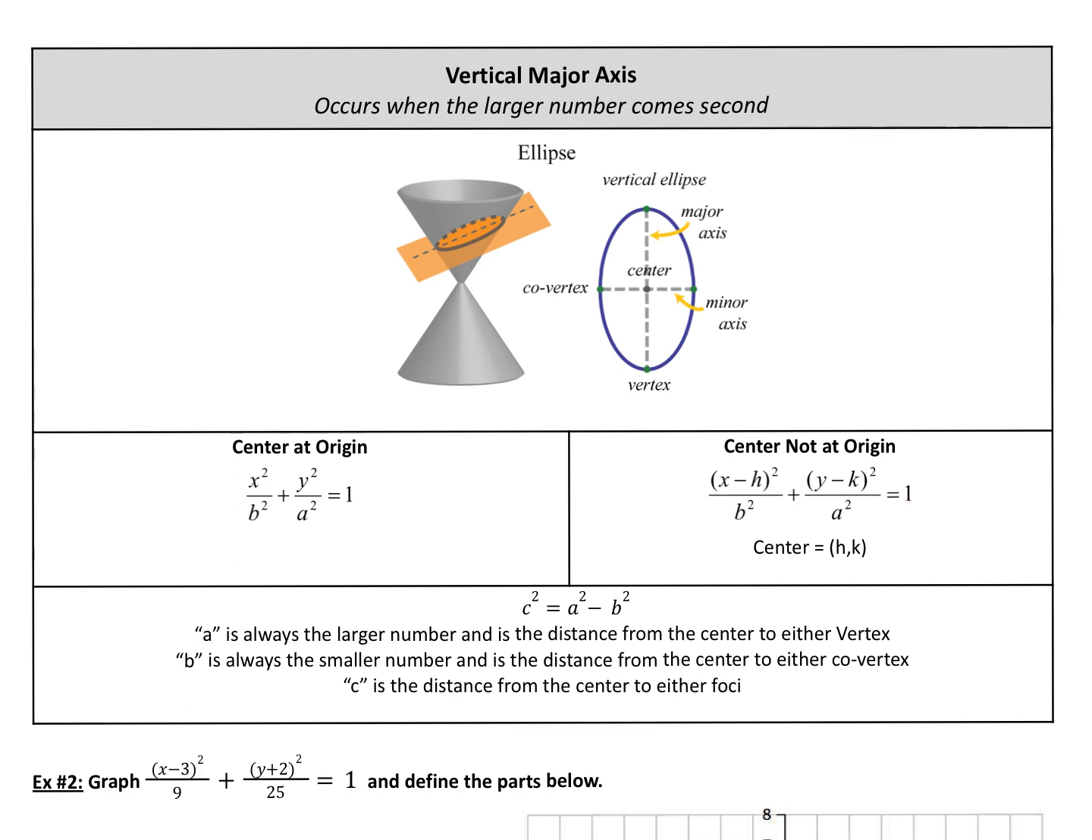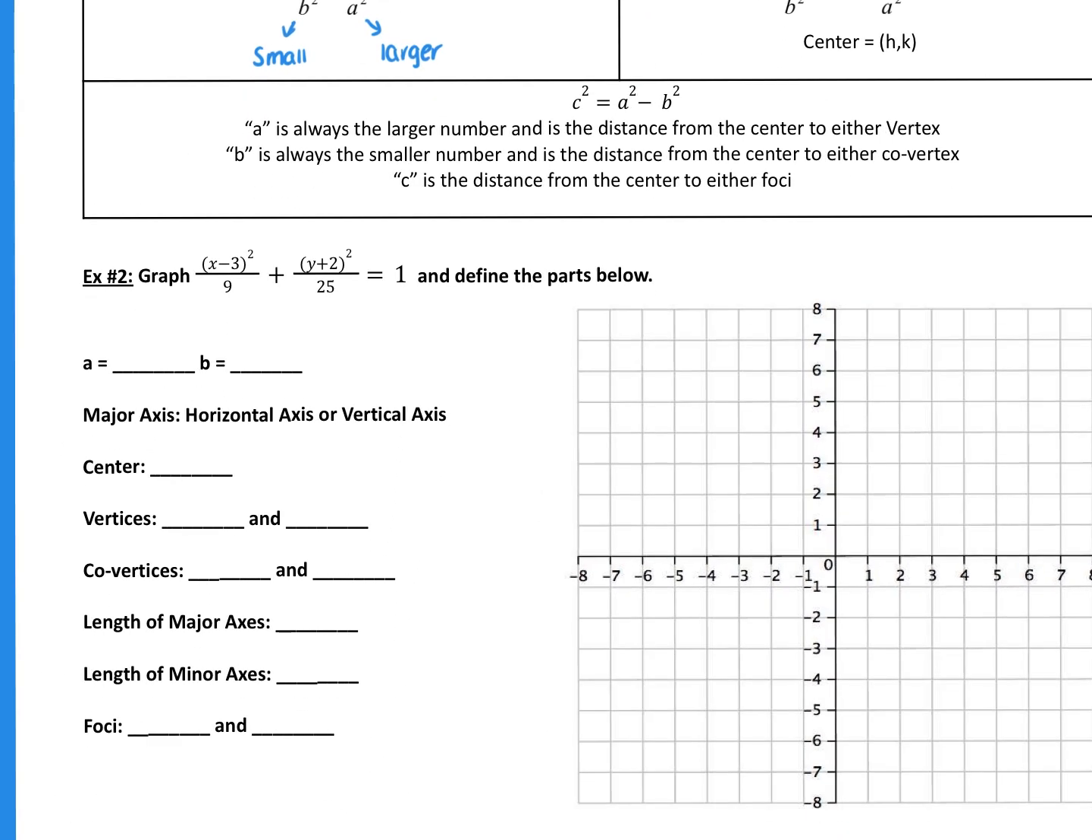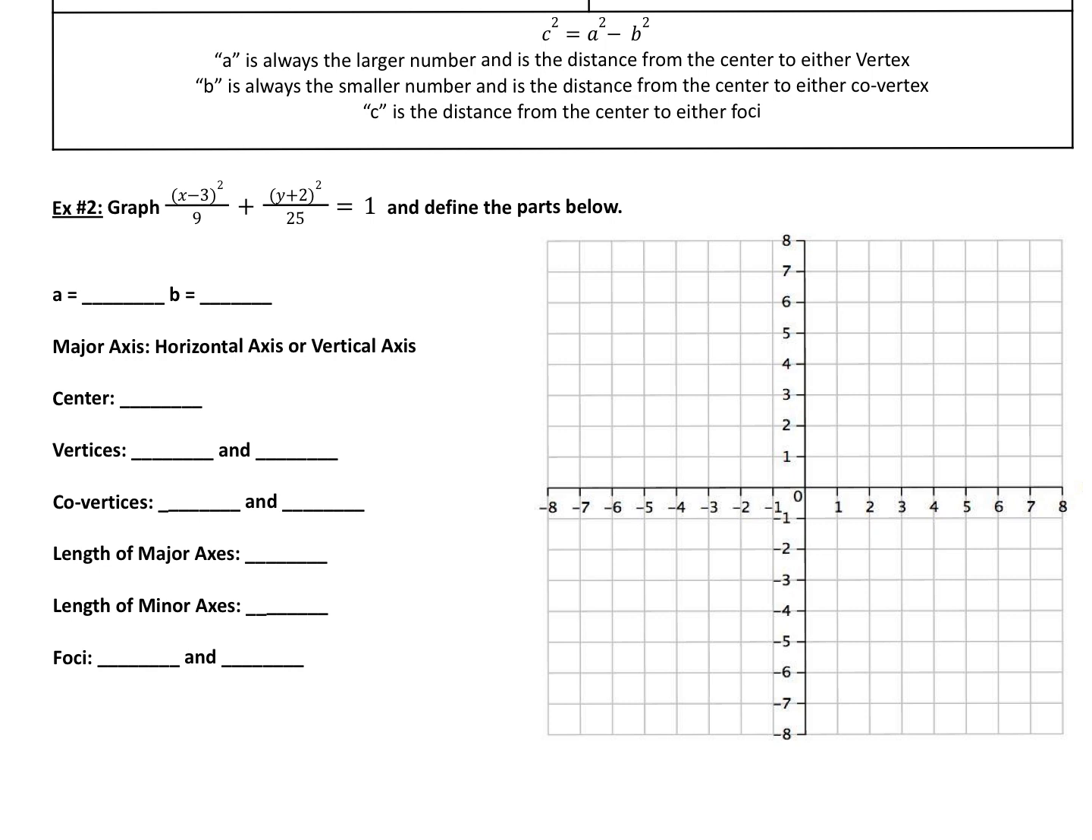Now what you should notice that's different is that the b squared now is going to come first. Remember that the b squared is the smaller number and the a squared is the larger number. So remember now, if the smaller number is coming first, just like it is here and here, then we have a vertical major ellipse. So let's just take a look at an example. So here we've got example number 2.